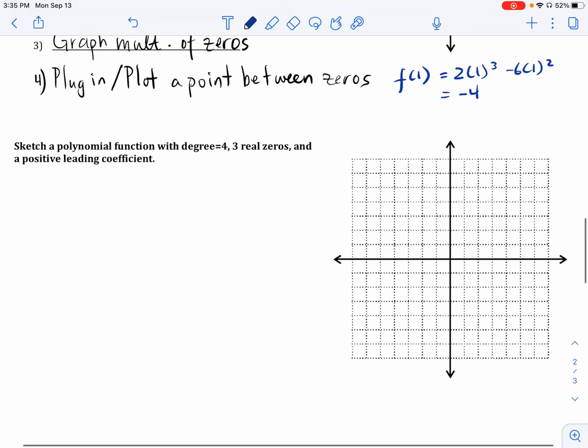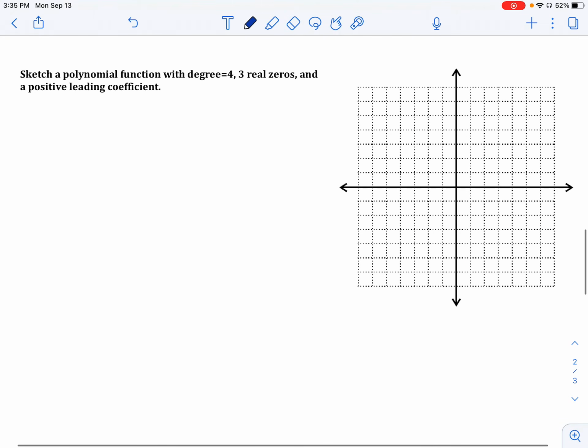To finish off this lesson, let's try a problem where we're being asked to come up with our own function, pretty similar to how we started our lesson, but now we're going to actually graph it. So we want a function with a degree of 4 and 3 real zeros and a positive leading coefficient. So you can just try any zeros that you want.